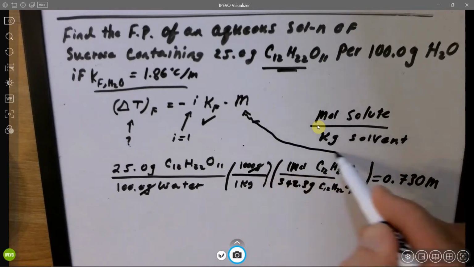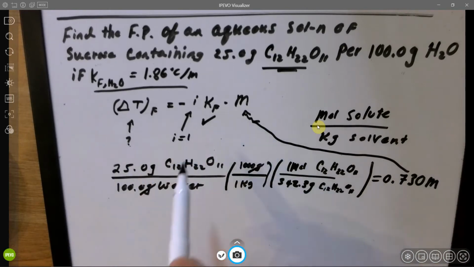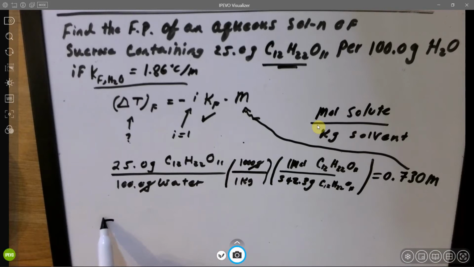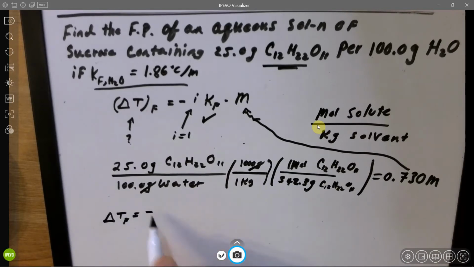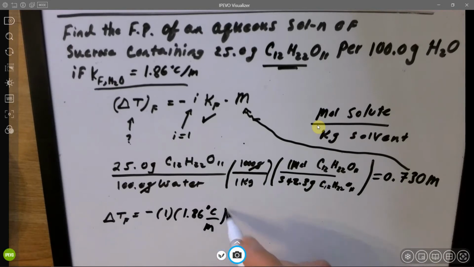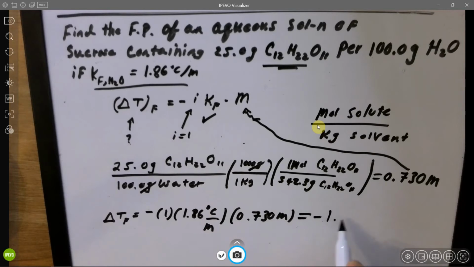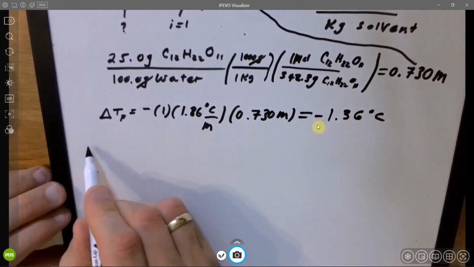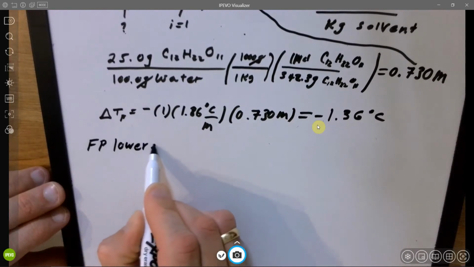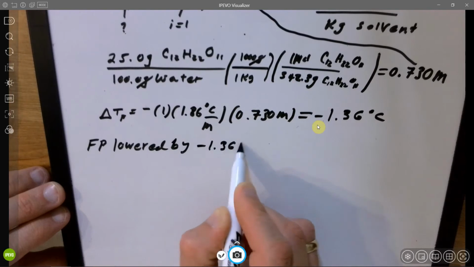Okay, so now I got that. Perfect. So I have m, I have K, I have i, I can just plug the entire thing in, and in fact I will. So delta T of freezing is equal to negative 1 times the Kf, which is given as 1.86 degrees Celsius per molal, and my molality is 0.730 m. Okay, and once I do that, I get negative 1.36 degrees Celsius. So my freezing point is lowered by that amount.